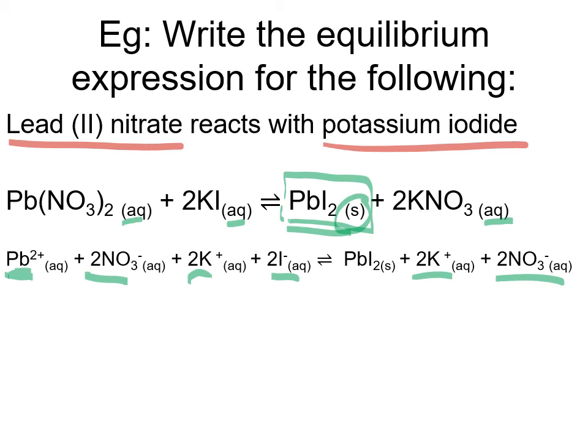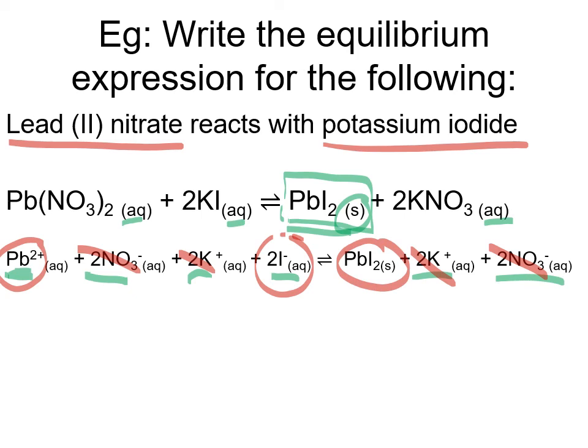Cancel out the spectators, so the ions that are not doing anything. The potassium ions are just hanging out. The nitrate ions, there's 2 of them. They're at the beginning, they're at the end, so they're really not doing anything either. So really, essentially what we have is a lead 2 ion that's floating around in water, 2 iodide ions that are floating around in water, and they come together to form our solid lead 2 iodide.